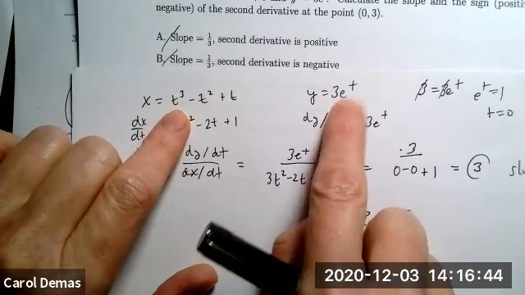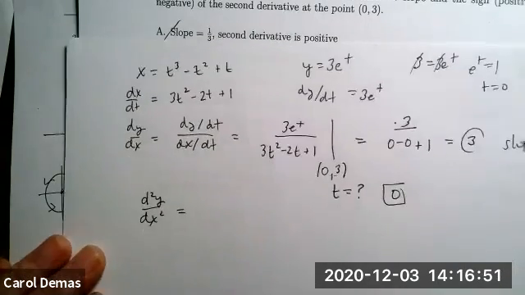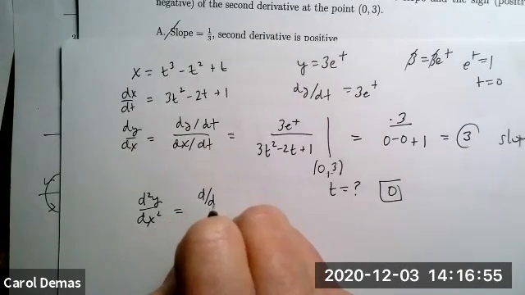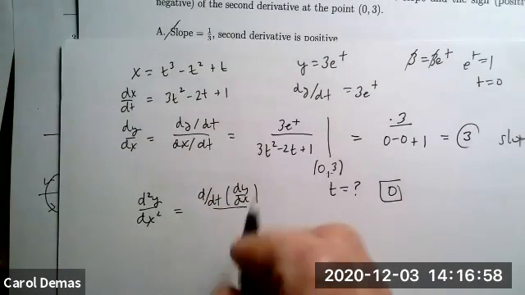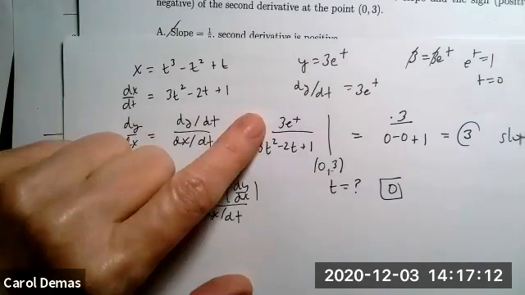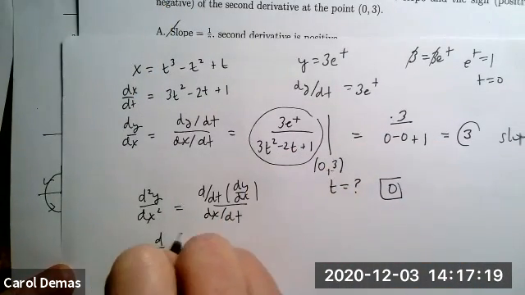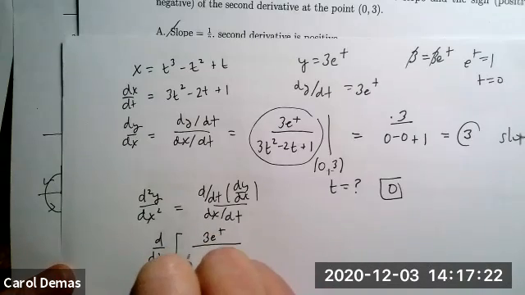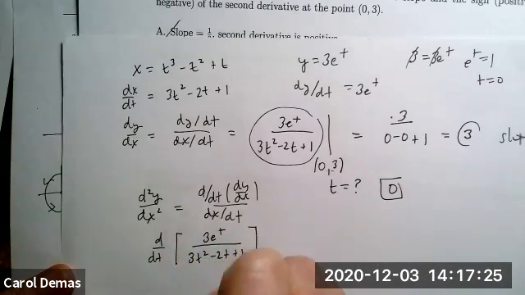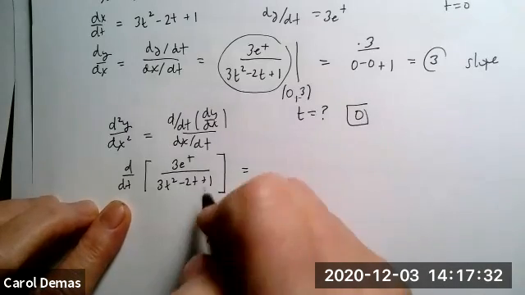Is that okay? All right, now, does anybody remember what d squared y dx squared is? There's a formula for that. It's going to be d dt of dy dx, over dx dt. So we're going to need to take the derivative of this. What's the derivative with respect to t of 3e to the t over 3t squared minus 2t plus 1? What do we have to use here? Does anybody remember what it's called? Quotient rule.